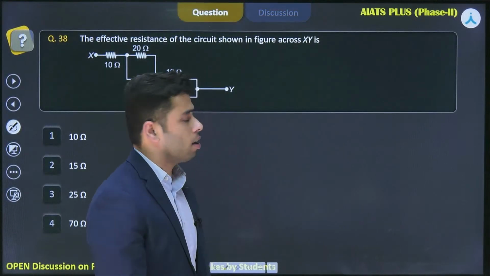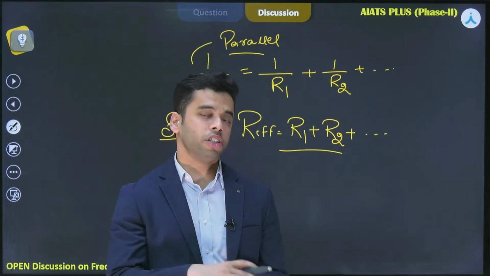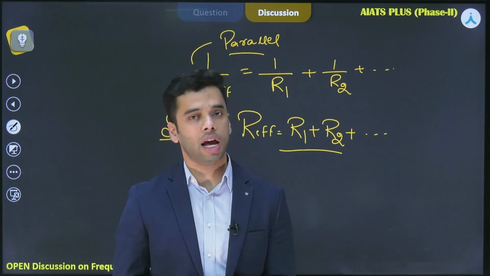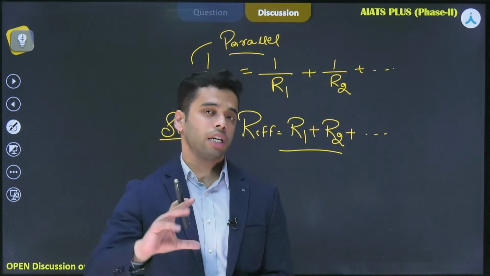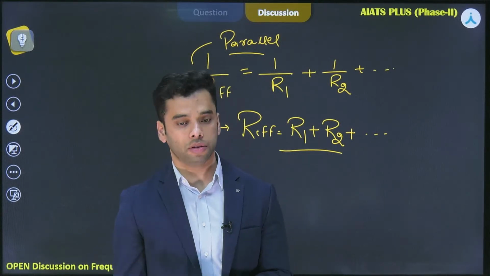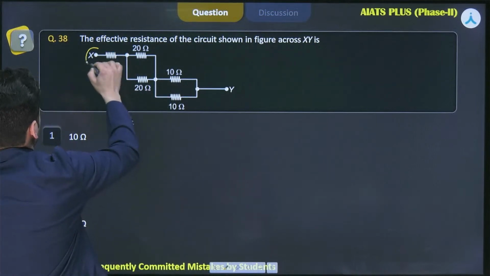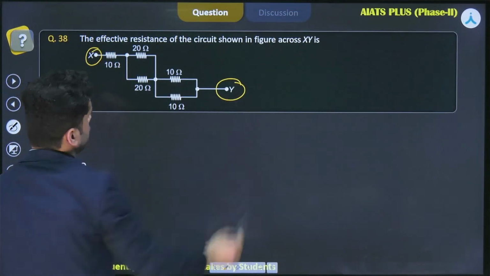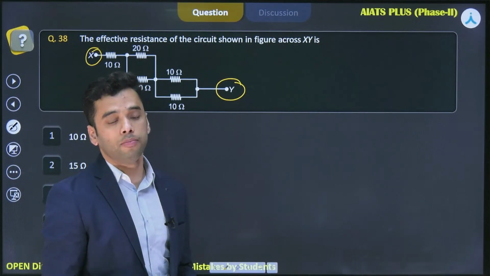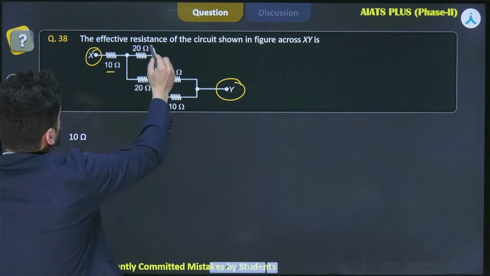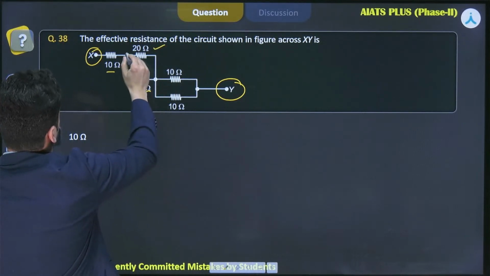So what is the concept behind this? If the potential difference across the resistances remains the same, then they are in a parallel combination, and if the potential difference is not the same but the current is the same, then they are in series combination, right? So have a look at this. This is your point X and this is your point Y. You need to find the equivalent resistance between points X and Y, right? So this is 10 ohm, this is 20 ohm, and this is 20 ohm. They are connected across this. Let me name this as A and B.